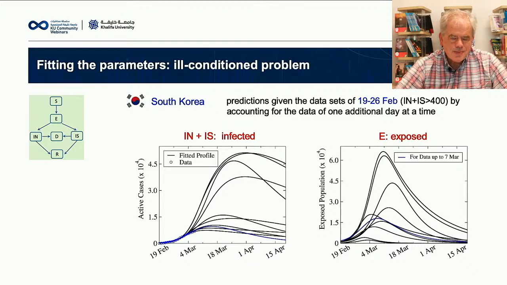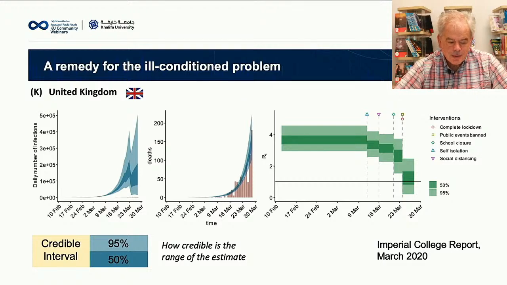Now, in order to overcome this problem, mathematicians develop specific techniques which, instead of providing a single curve, provide a range of values which are the expected values in the future. This is from the Imperial College report I mentioned before, and this applies to the United Kingdom. On the left you find the daily number of infections as a function of time, and you see that instead of a single curve, they provide a range of values. In the middle you find the number of deaths as a function of time, and on the right you find how the reproduction number evolves with time.